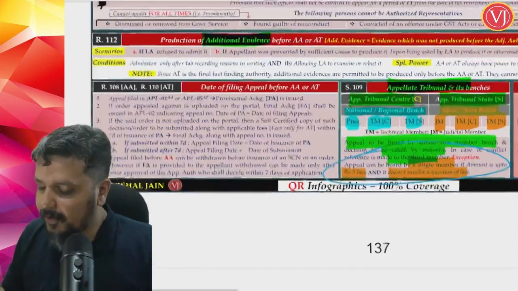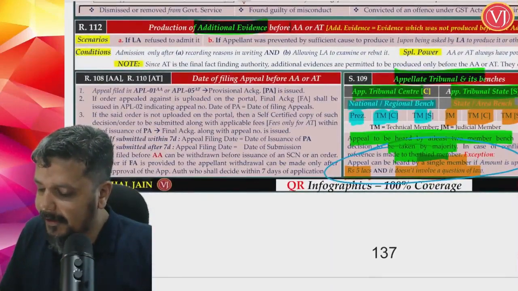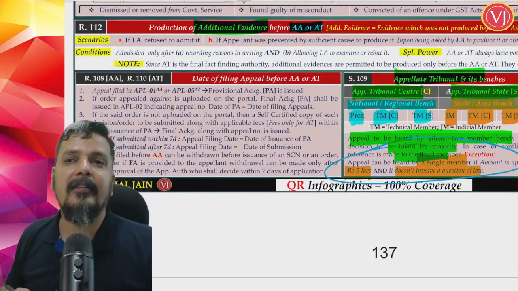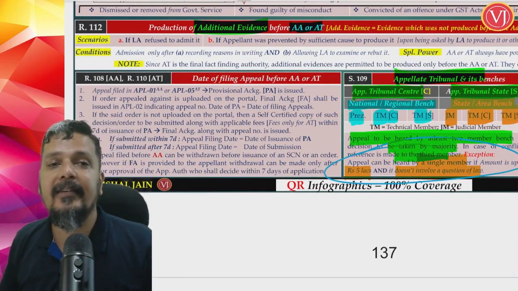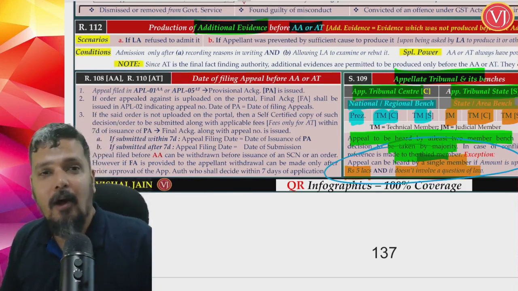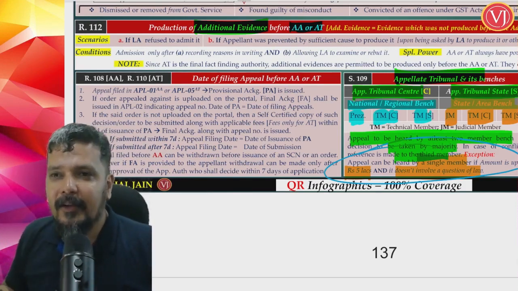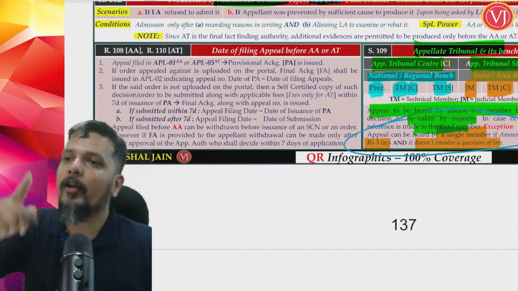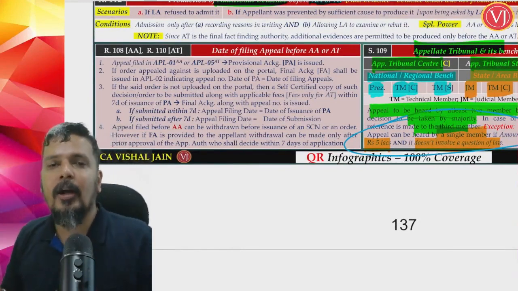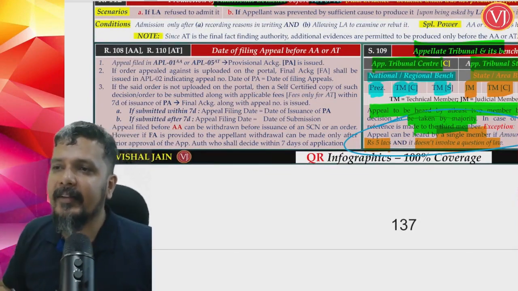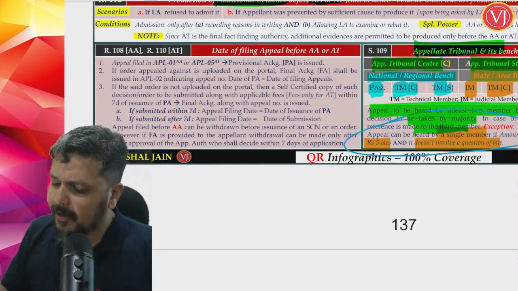So can you produce additional evidence before the appellate authority and appellate tribunal? Here they are not talking about the High Court and Supreme Court, because the High Court and Supreme Court will not be discussing questions of fact. Grounds deal with questions of law. Evidence deals with questions of fact. So here your discussion is only with respect to appellate authority and appellate tribunal. You did not bring that evidence at the officer level. Now you are bringing it at the appellate authority. Or you did not bring that evidence at the officer level as well as the appellate authority level. Now you are bringing that evidence at the appellate tribunal level.